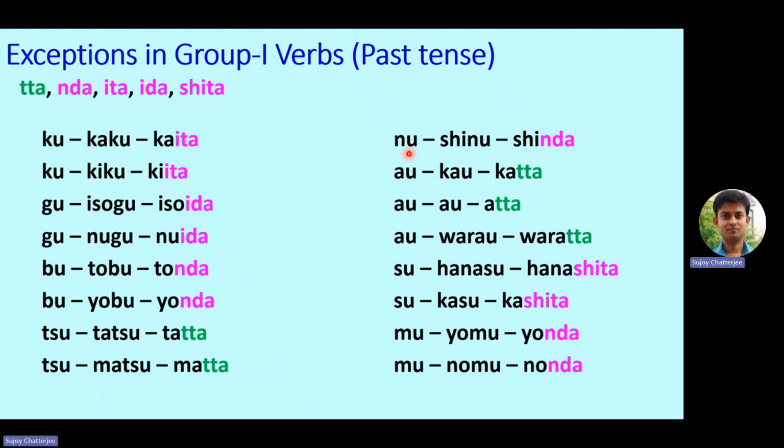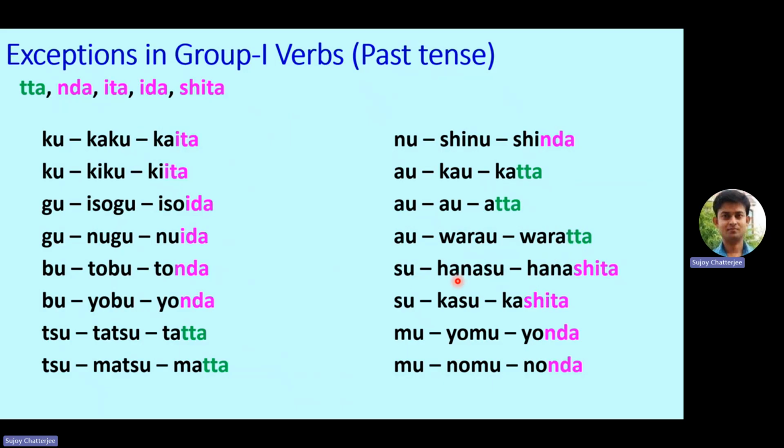So this ends in nu. Au, katta, kau, katta, au, atta. Warau, waratta. So all these three which end in au have the same rule. So in this way you can try to memorize these exceptions.